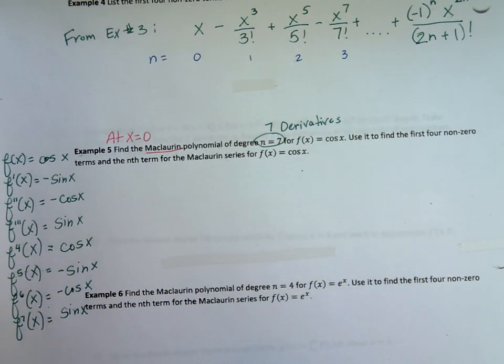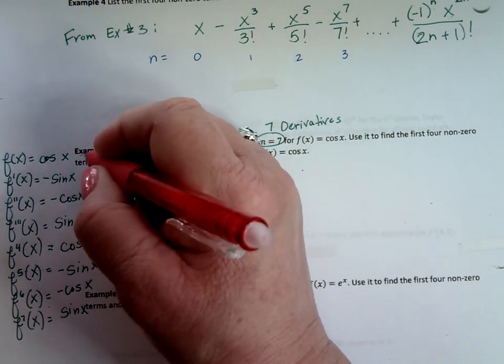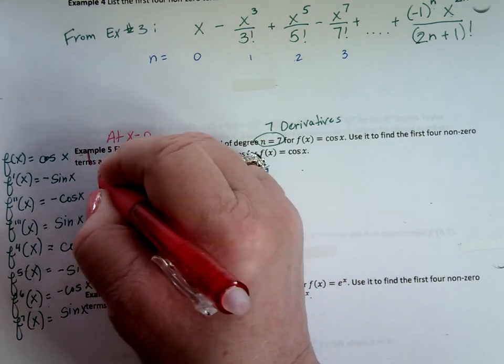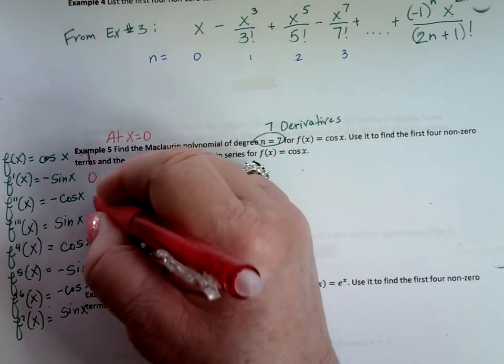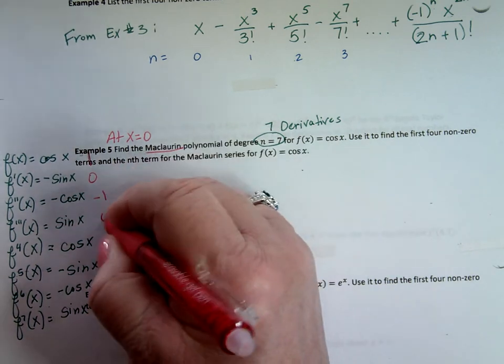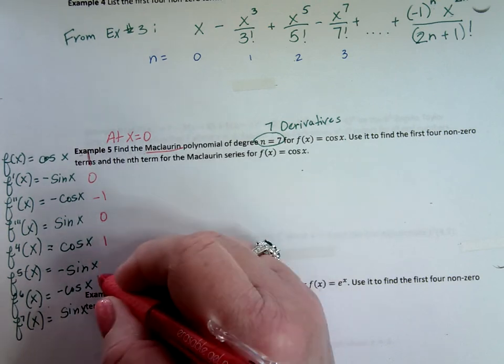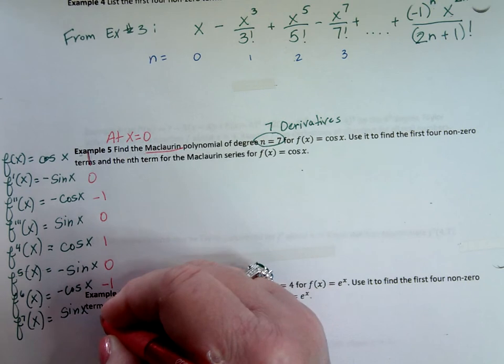All right, so cosine of 0 is 1. The negative sine of 0 is 0. Negative cosine is negative 1. Sine of 0 is 0. Cosine at 0 is 1. And then we're just repeating. So this is a 0, this is a negative 1, and this is a 0 again.